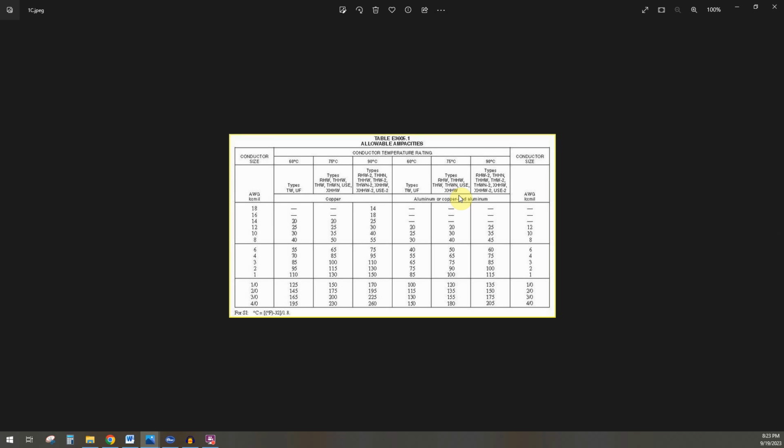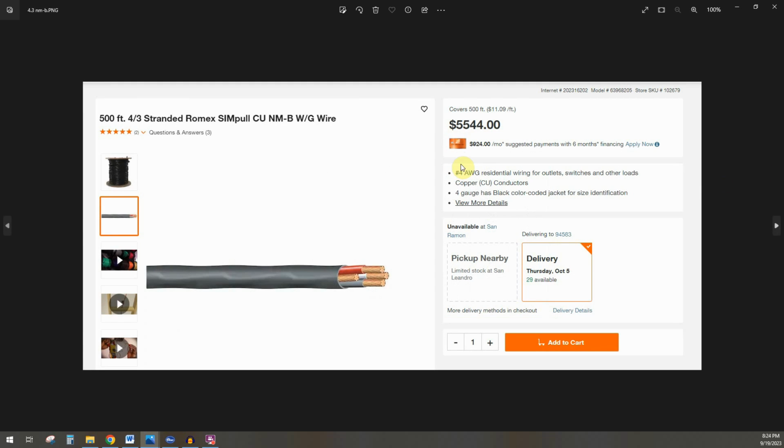either THHN, or you could do Romex as well. So if you look at that, that's what this is going to look like. It's going to be stranded. And the problem with 4-gauge is that it's very hard to find. This is literally the only 4-gauge they had at Home Depot, and you can't even buy it by the foot. So I'm not spending $5,000 on wiring for a couple feet of wire.